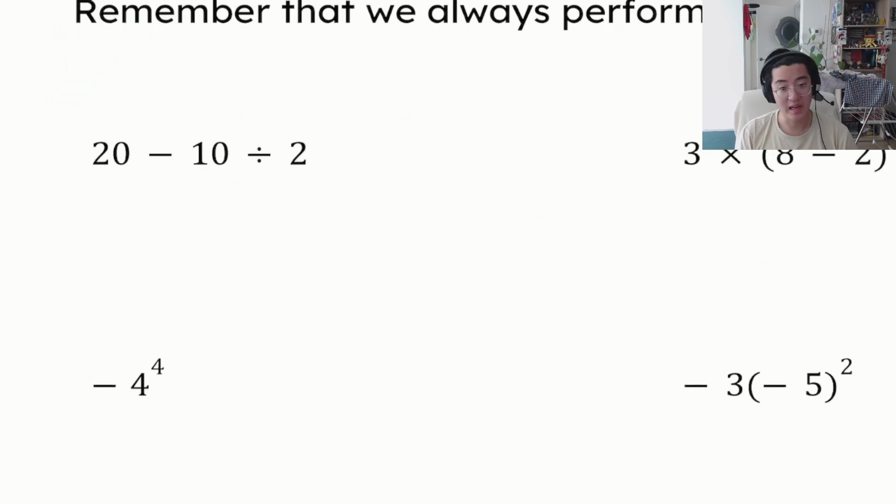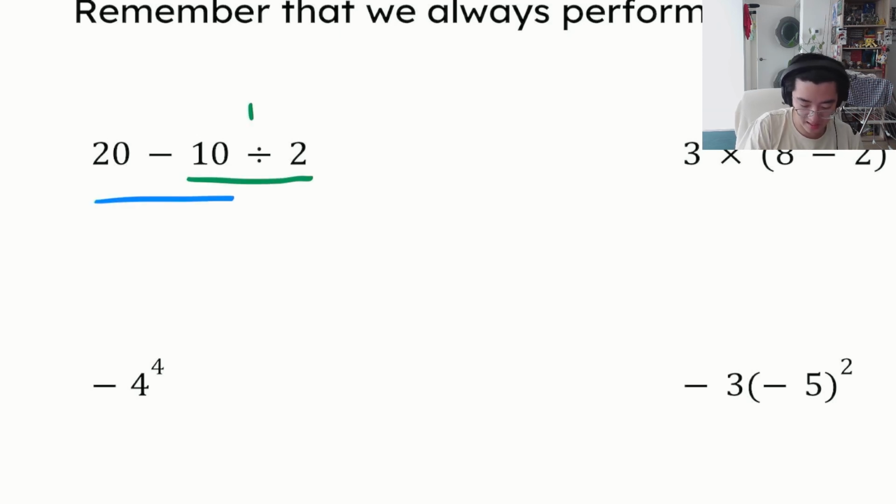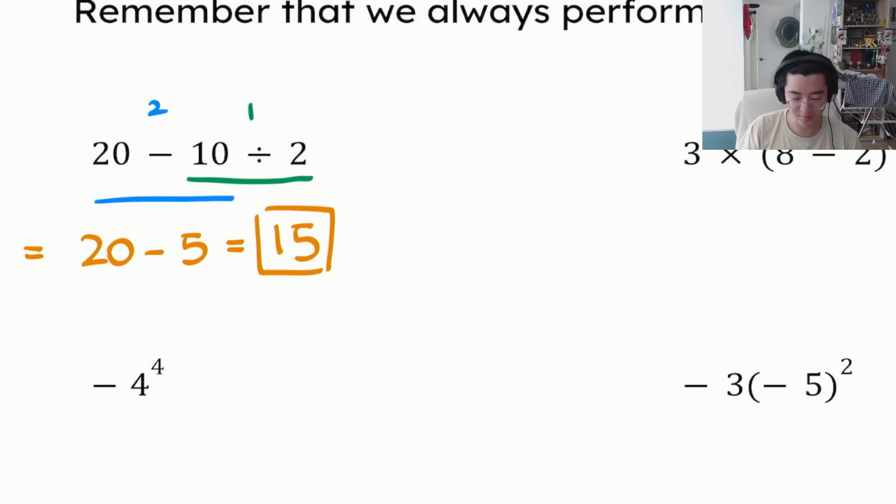Alright, looking at our first question here. Following BEDMAS, we do the division first before we do the subtraction here. So we first have 10 divided by 2, which is 5. And then we do 20 minus 5 to get 15. BEDMAS: division first and then subtraction.